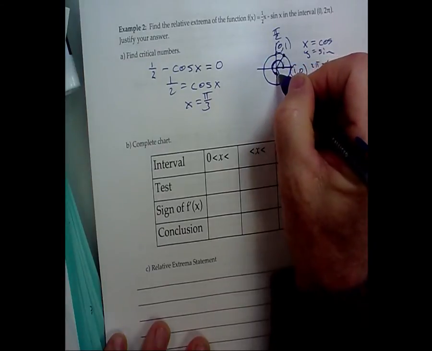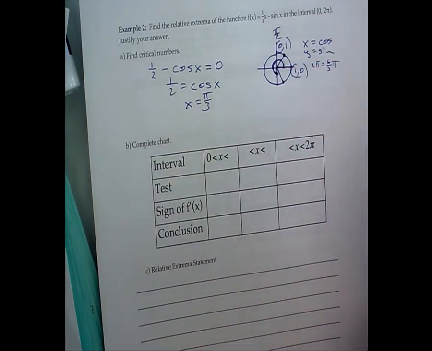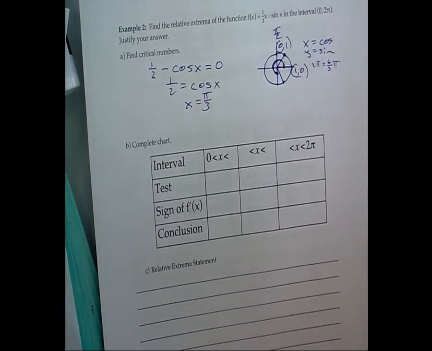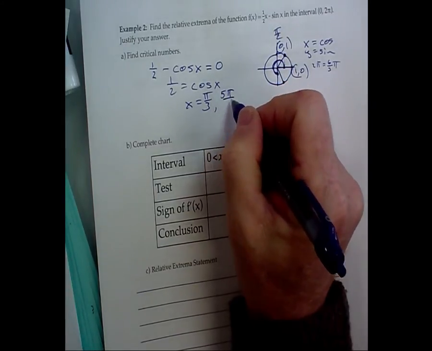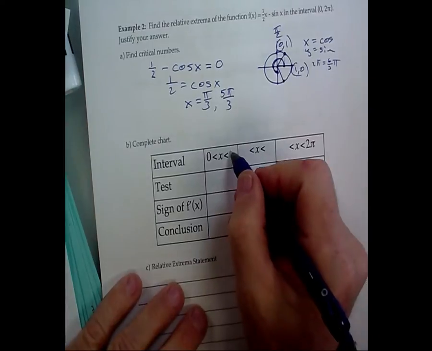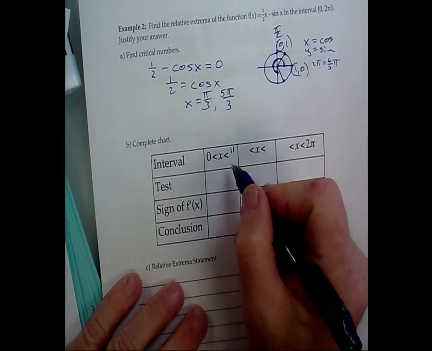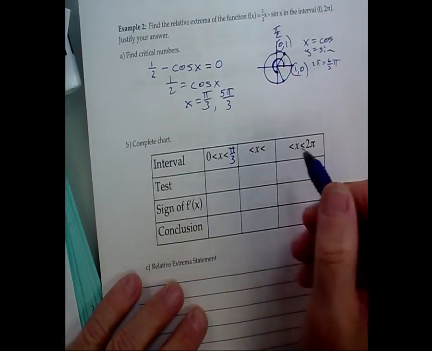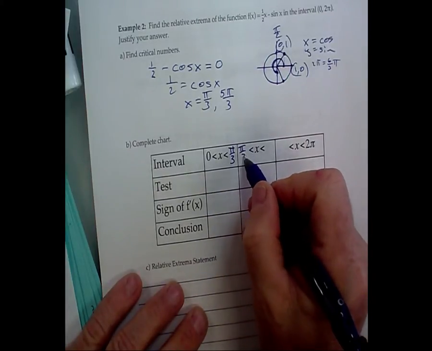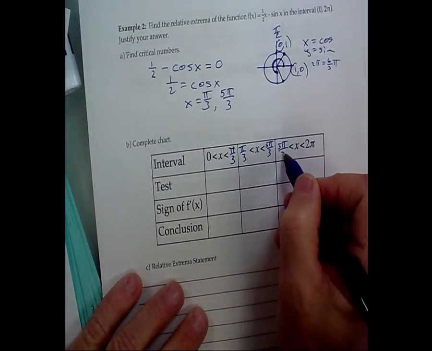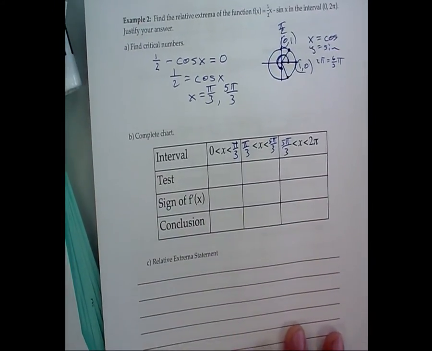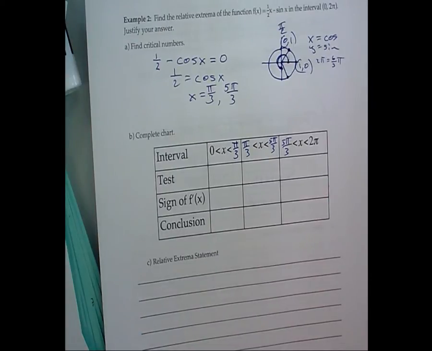So what is this? Yeah, I'm just pi over 3 short, right? So this is 5 pi over 3. So those are my critical numbers. So here this is going to go to pi over 3. This is going to go pi over 3 to 5 pi over 3. And this is going to be 5 pi over 3 to 2 pi. Is that making sense that I have 2 critical numbers and I have 3 columns?